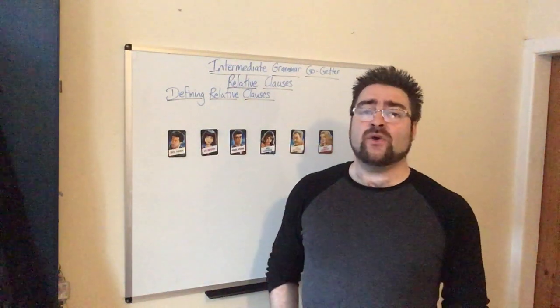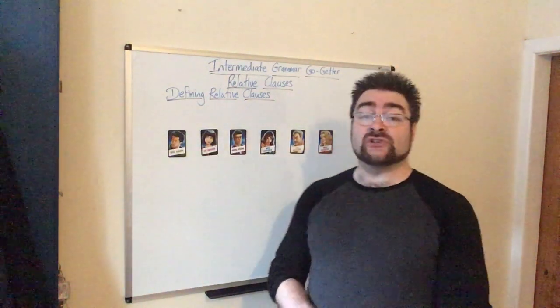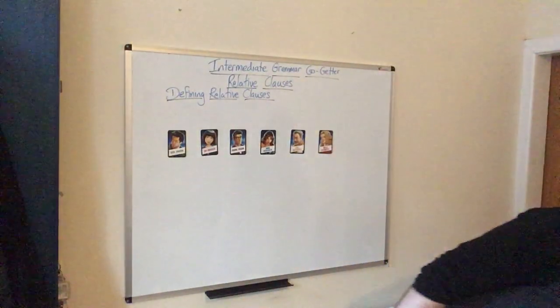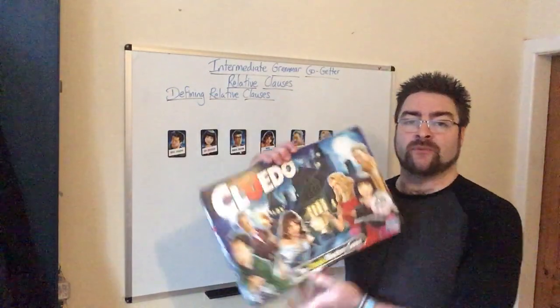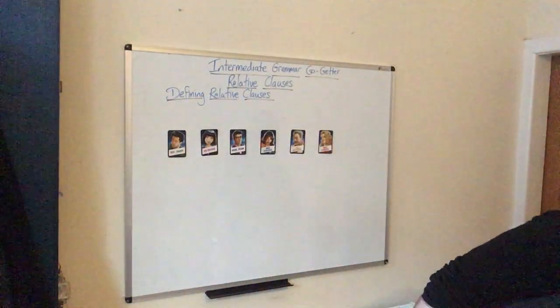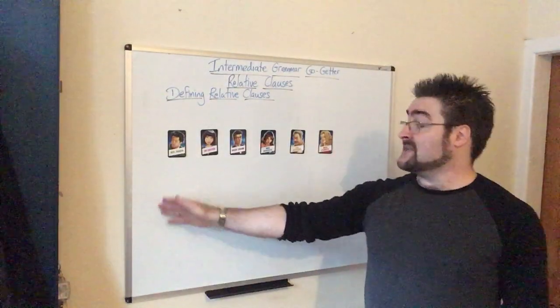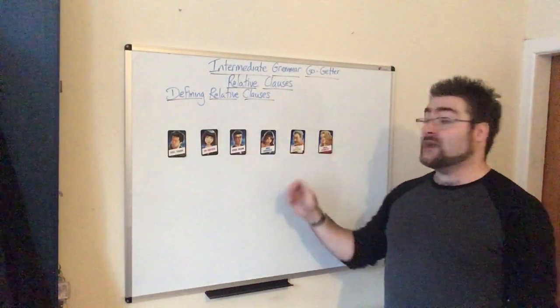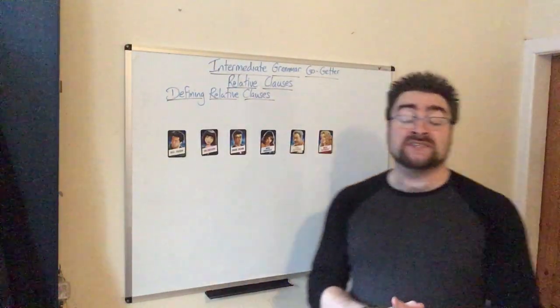Hi, in this video we're going to take a look at the first of the two types of relative clauses. Now I've reintroduced the characters from the popular board game Cluedo, which we saw in an earlier module, and we've got our 6 characters here. We've got Reverend Green, Dr. Orchid, Professor Plum, Mrs. Peacock, Colonel Mustard and Miss Scarlet.